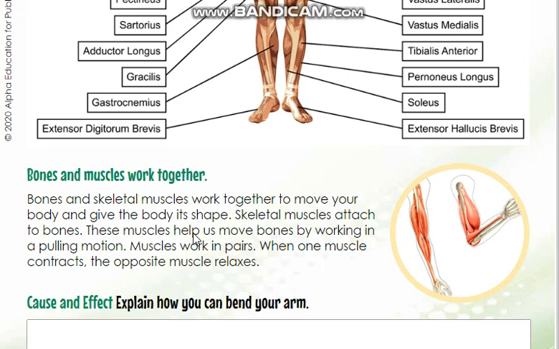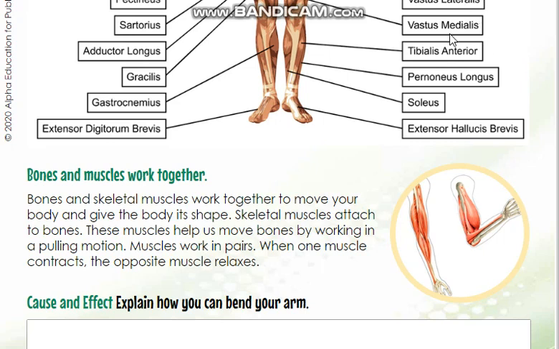One more important thing about muscles that you have to learn is that muscles work in pairs. When one muscle contracts, the opposite muscle relaxes. Look here, when this muscle contracts, the opposite muscle here will relax. This is the way skeletal muscles work in the body. When this one relaxes, the other one contracts.